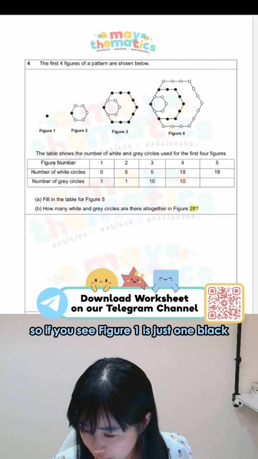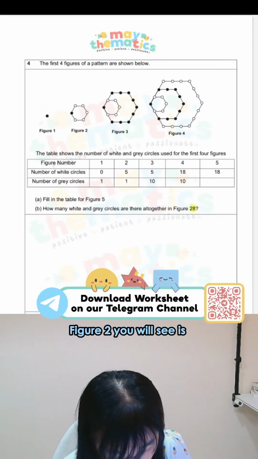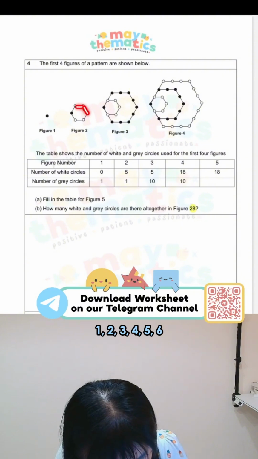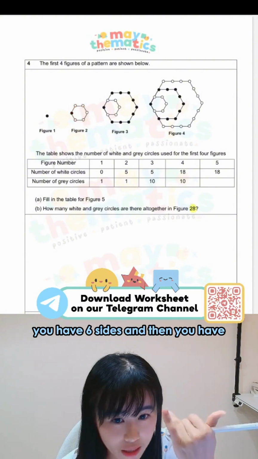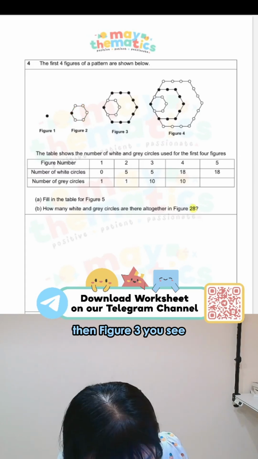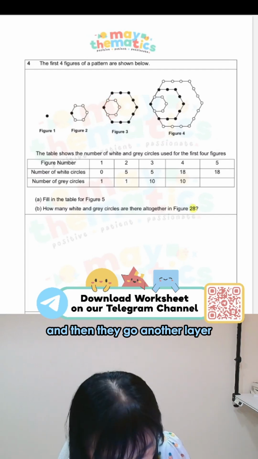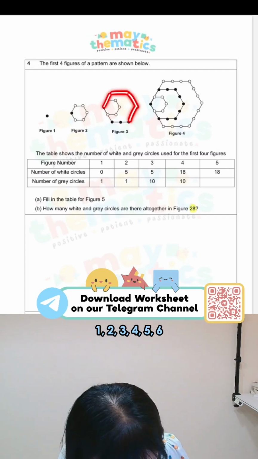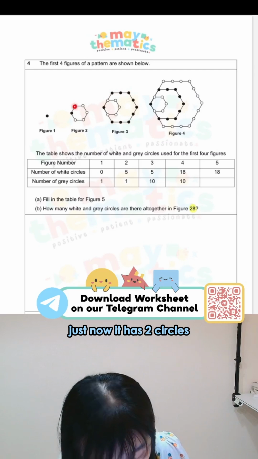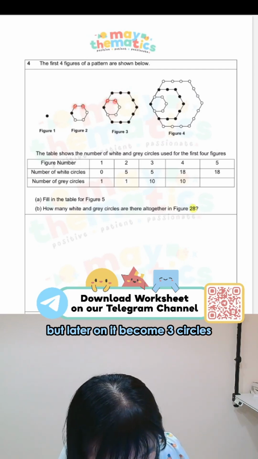So if you see, figure 1 is just one gray circle. Figure 2, you will see is 1, 2, 3, 4, 5, 6. You have 6 sides and then you have 1, 2, 3, 4, 5, 6 like this. Then figure 3, you see 1, 2, 3, 4, 5, 6, and then they go another layer, 1, 2, 3, 4, 5, 6. Just now, it has 2 circles in this layer, but later on it becomes 3 circles.